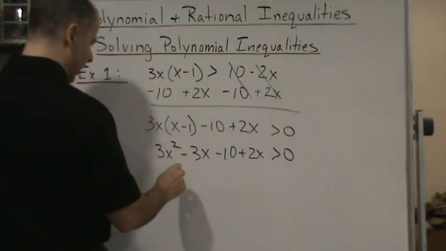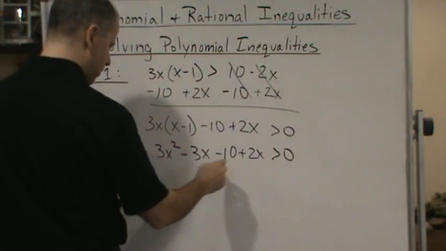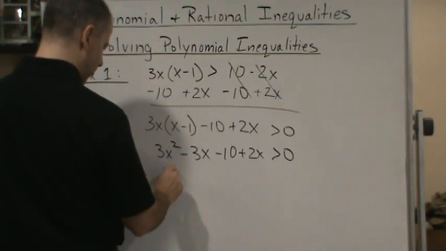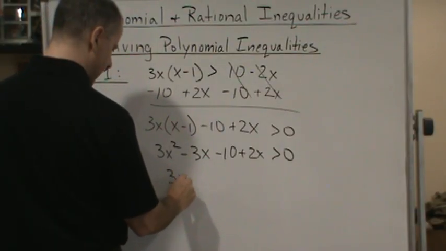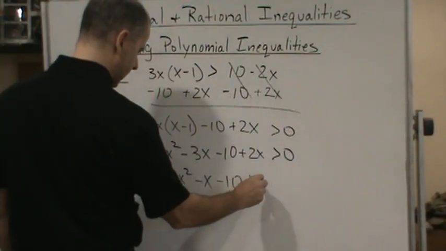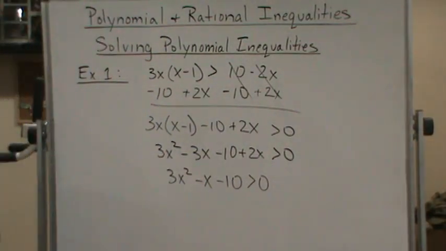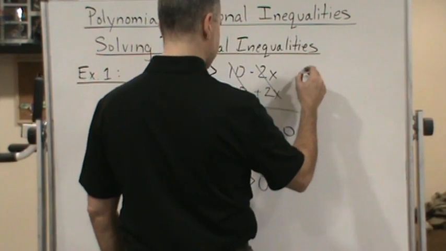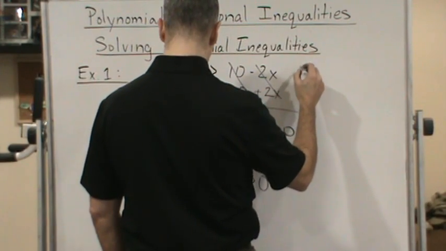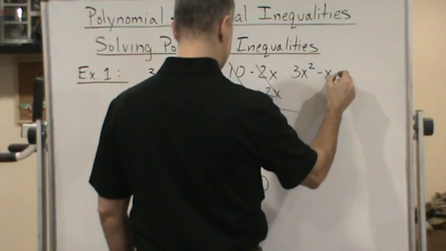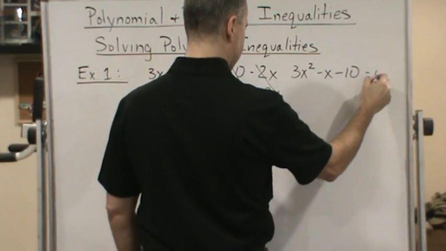Now I'm going to simplify. So I've got 2x minus 3x here, so that's going to give me a minus x. So this is going to be 3x squared minus x minus 10 is greater than 0. So now what I'm going to do is set it equal to 0 and find all the real solutions. So 3x squared minus x minus 10 is equal to 0.